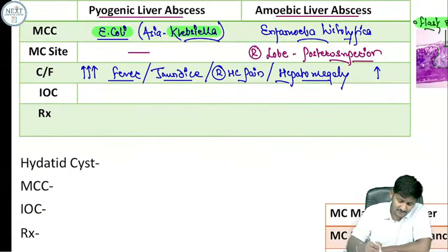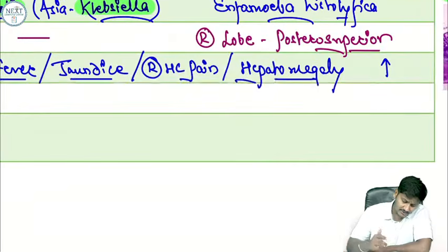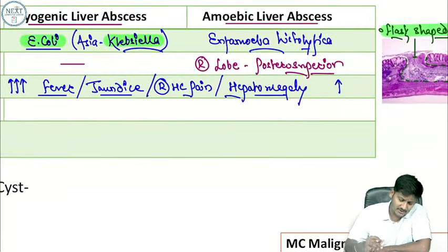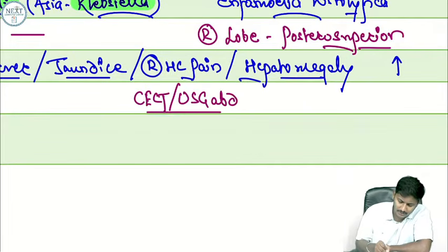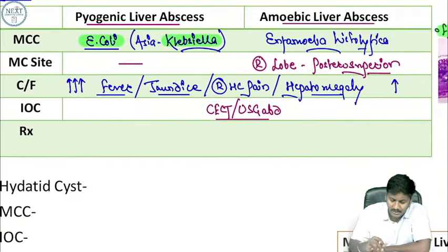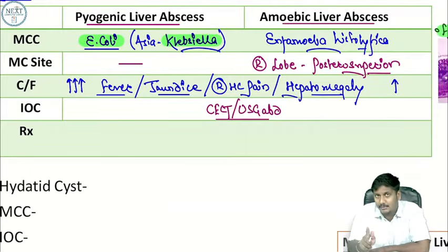Next important, investigation of choice. Remember, for the radiological investigation of choice, the same rule follows. If the patient is an adult, we go for a CECT abdomen. If the patient is a child, we go for an ultrasound abdomen. So CECT abdomen or ultrasound abdomen has to be done definitely. But if they ask which is the best investigation overall, or the investigation of choice to confirm the diagnosis, CECT or ultrasound cannot confirm our diagnosis.